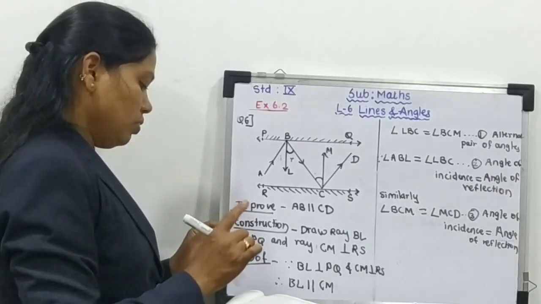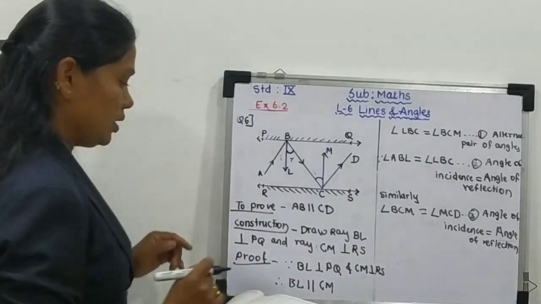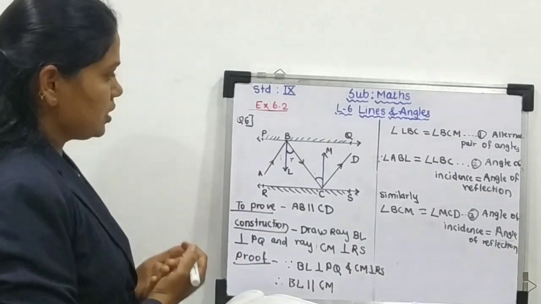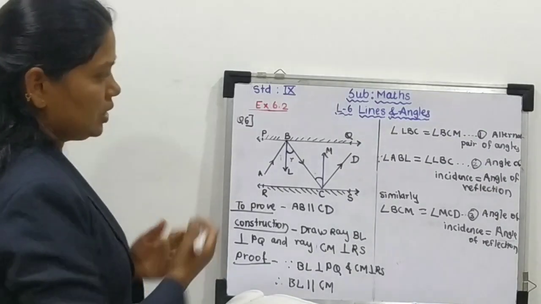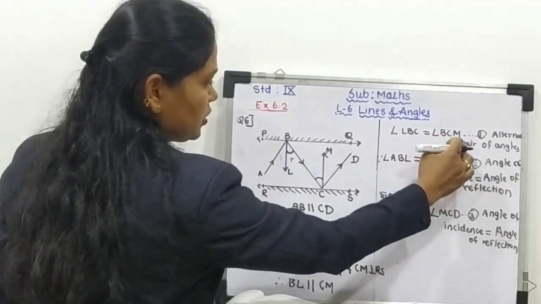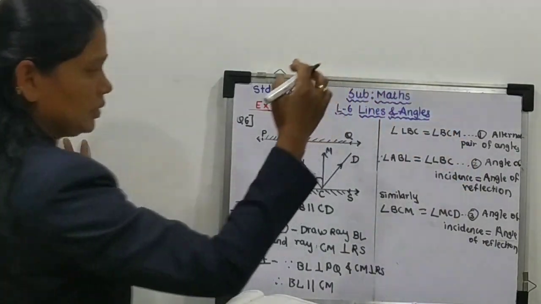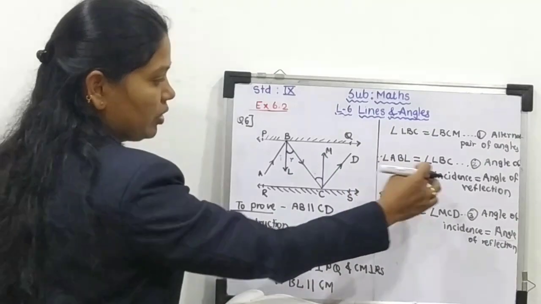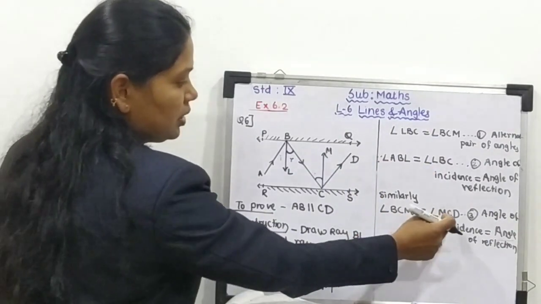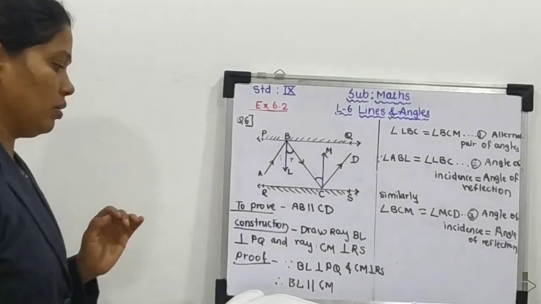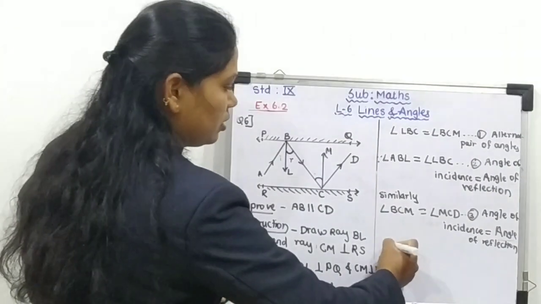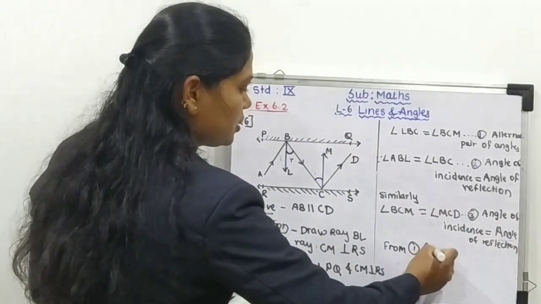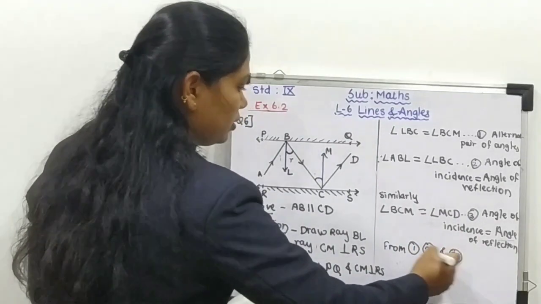Right? Now from this first, second and third, what do we get? See, LBC equals BCM we have written. So LBC means ABL, in the second we have written, and BCM equals MCD we have written. So we will write here, from first, second and third.